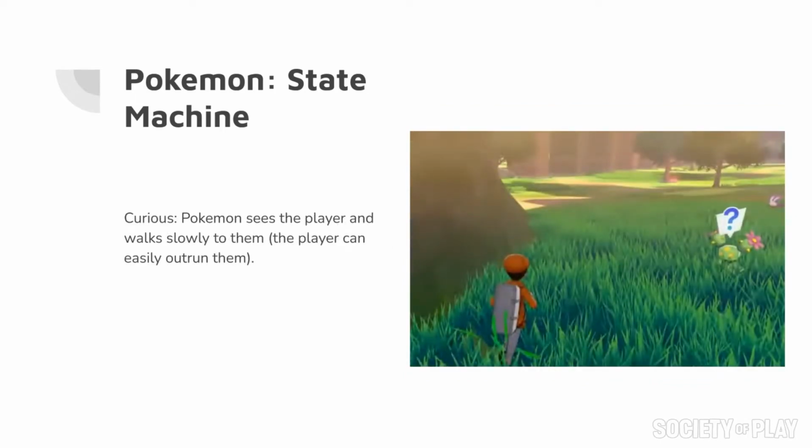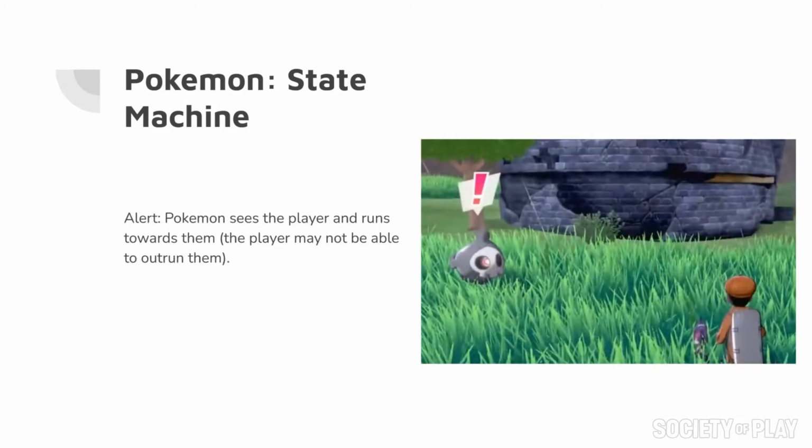We have the curious state, which means they have a question mark above their head, they see the player, and they sort of walk slowly towards the player. The player can easily outrun them, though. There is the alert state, which is a lot more aggressive, I would say. The Pokemon has an exclamation mark, and they sort of run towards the player.